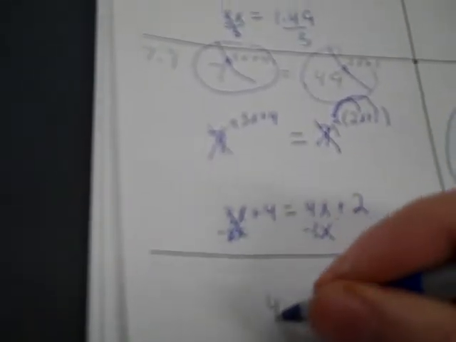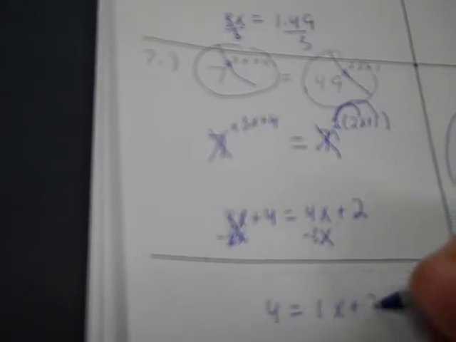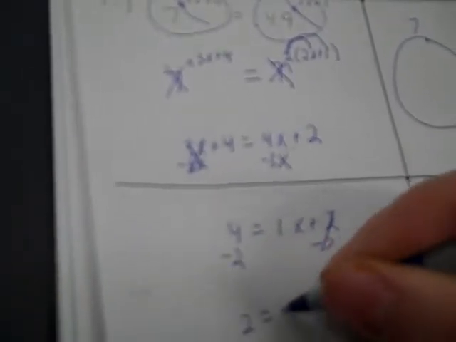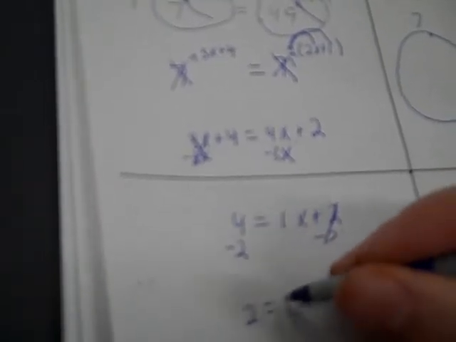So we have 4 equals 1x plus 2. And then I minus 2. 2 equals 1x. And then I can divide by 1 if I really feel like it. 2 divided by 1 is 2.